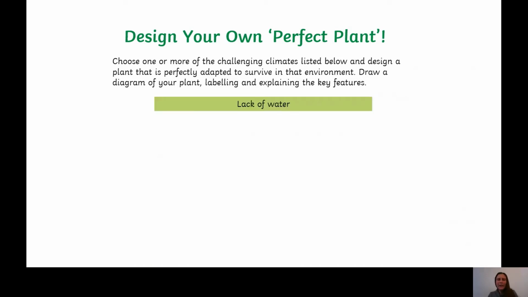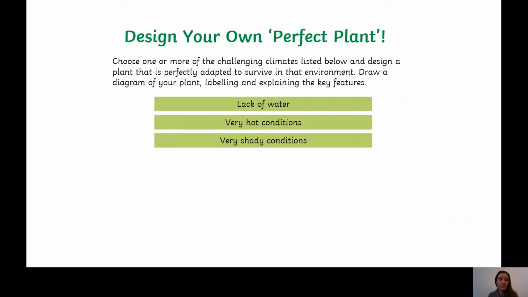So, one of your challenging climates for your plants could be a severe lack of water. One can be that your plant might live in a very hot condition, very shady. It could be in bright sunshine. And I'd like you to choose one or more of these conditions to create your own perfect plant. And this is going to be a plant that you design yourself. It doesn't need to exist in real life. You are using your creative mind to create your own imaginary plant.